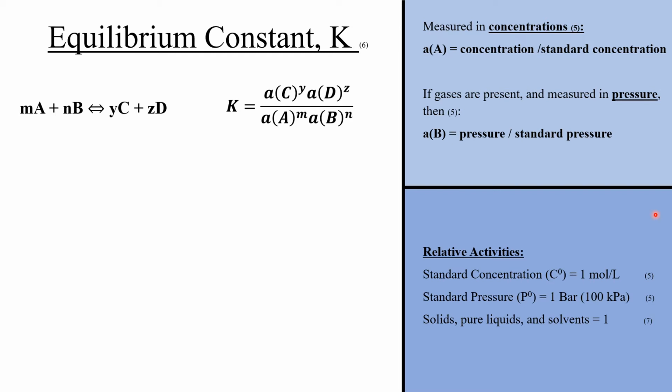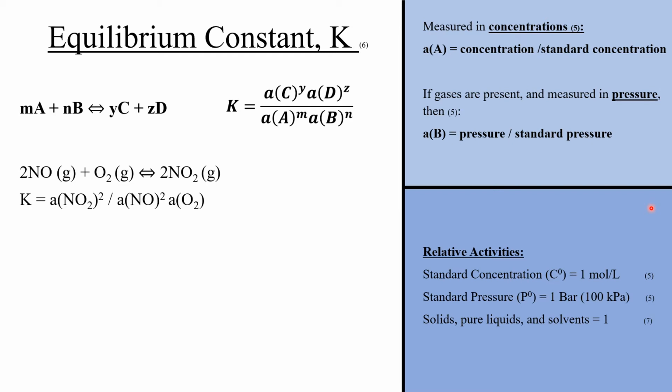Alright, now that we understand how to format our equilibrium constant formula, let's do a couple of quick practice questions. For this first equation, we can see that the reactants are nitrogen monoxide and oxygen, and the product is nitrogen dioxide. Keeping in mind the stoichiometric coefficients, we can see that this is the formula for K, where the nitrogen dioxide and the nitrogen monoxide both have exponents of 2 because of their stoichiometric coefficients in the chemical equation.